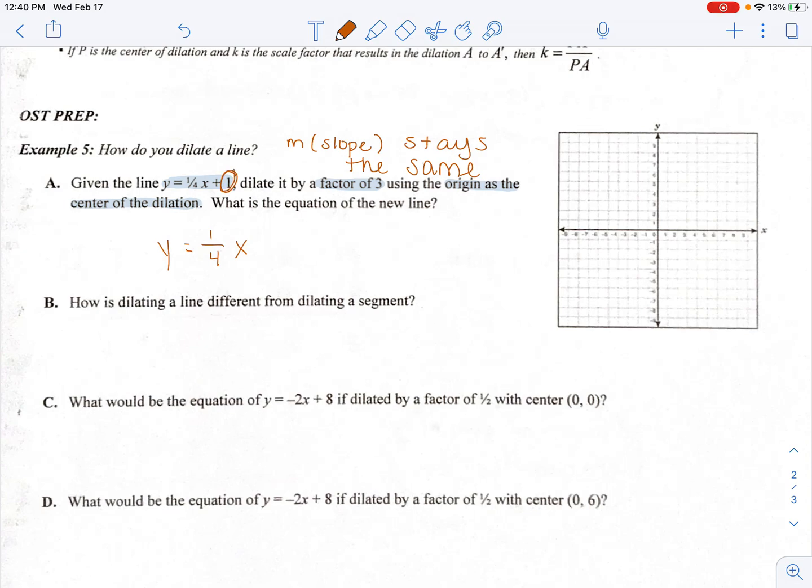So let's graph this. If it has a y-intercept of 1, that's right here right now. It says the center of dilation is the origin, so right here. So right now, from the center of dilation to that point, I have to go up 1. What we're going to do here is we're going to be dilated by a factor of 3. So we're going to take that 1 and multiply it by 3. So we're going to go up 3. So starting at my origin, I go up 1, 2, 3. So my new y-intercept should be plus 3.